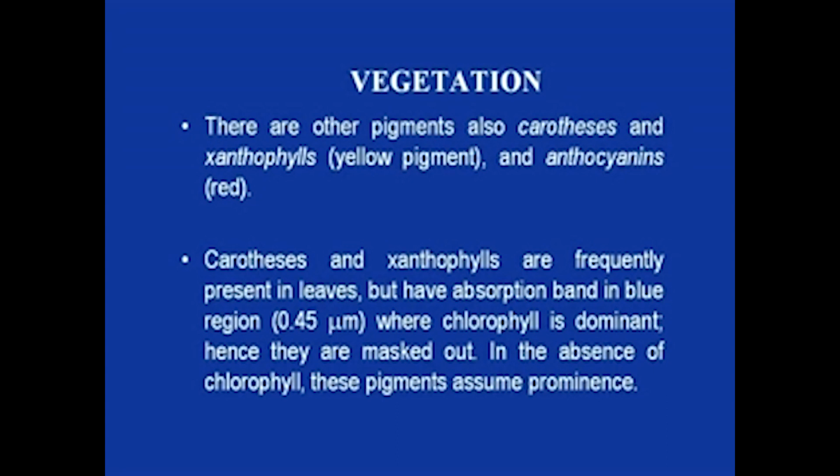Carotenes and xanthophylls are frequently present in leaves, but have an absorption band in the blue region, that is 0.45 micrometers, where chlorophyll is dominant, and hence the carotenes and xanthophylls, that is the yellow pigment, are masked out. In the absence of chlorophyll, these pigments assume prominence. Some trees produce anthocyanins in large quantities and hence appear red.